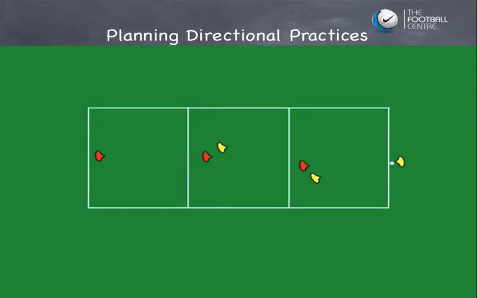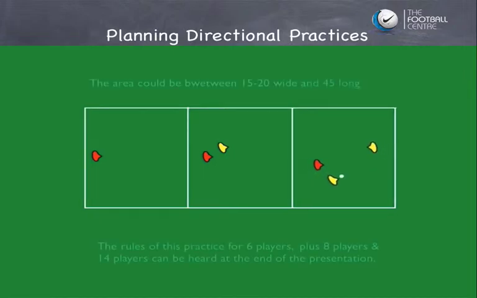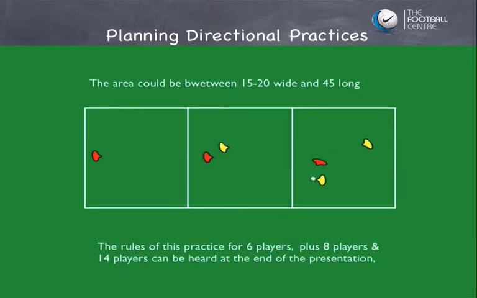I'm going to show you how you can organise a directional practice with any number of players between 6 and 14. I'll start with 6 players, and the aim of the practice is to get the ball from outside one end to the outside at the other end of the grid.